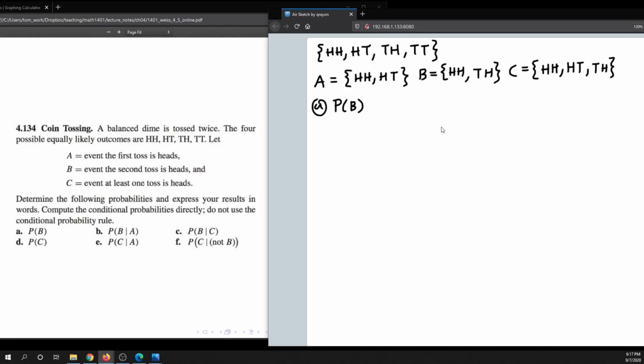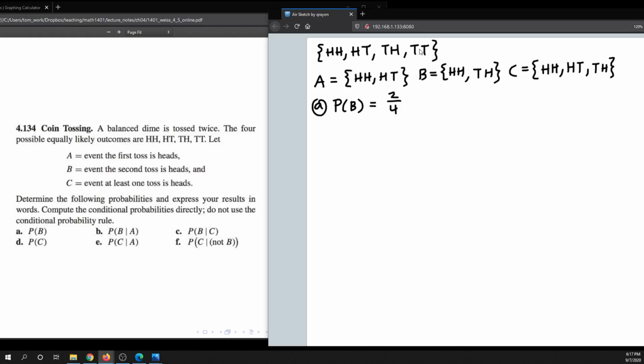All right, first up, they want us to calculate the probability of event B. That is not a conditional probability, right? Because there's no vertical line in there. So that is just something that we have done in previous videos. So what you would do is take the number of elements in your event B, which are 2, and put that over the number of outcomes in your sample space, which is 4. So that probability is 2 over 4, or 1/2.